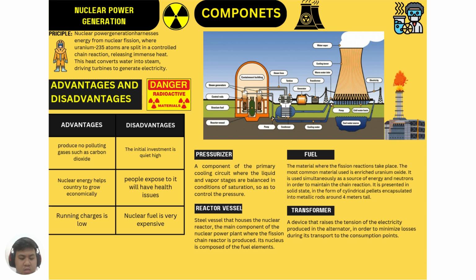Another thing is the radiation protection and containment system, a special system that is used to prevent radiation leaks and protect workers and the environment. These include containment buildings, backup safety systems, and many more, all of which are very expensive to design and to install. The next disadvantage is that people exposed to it will have health issues.